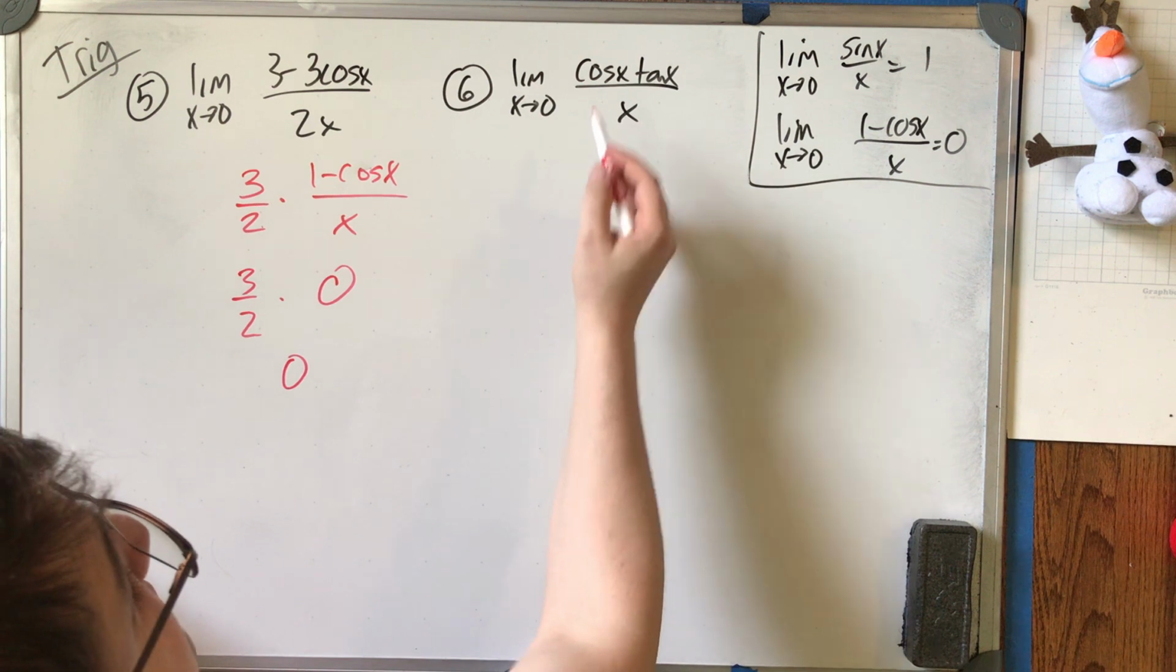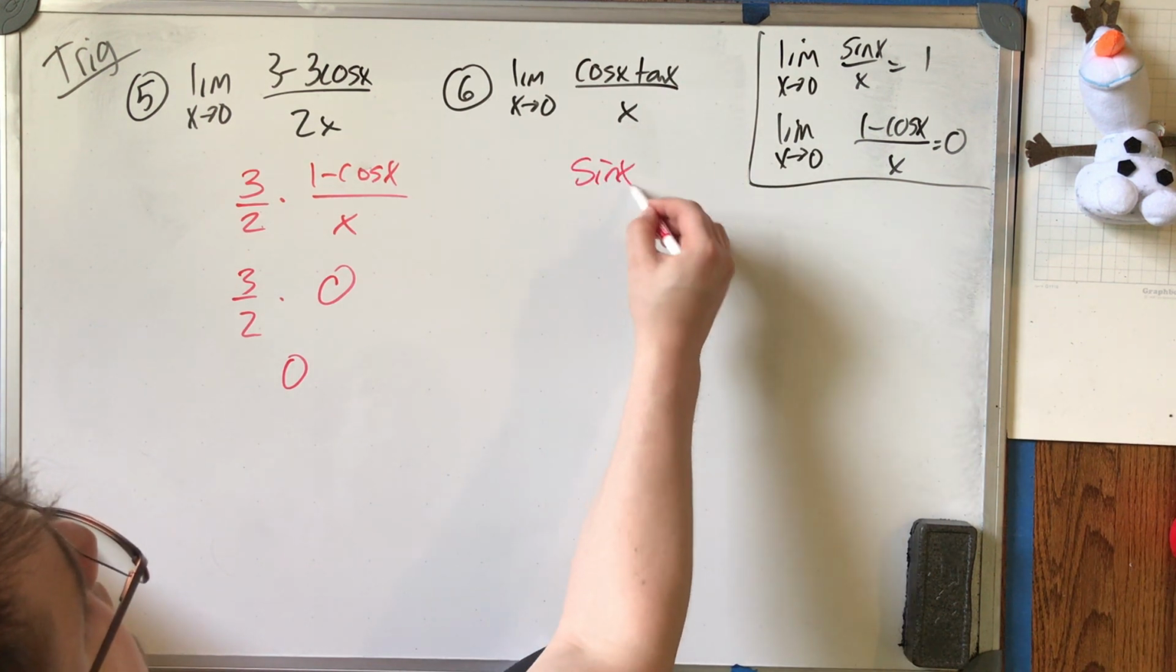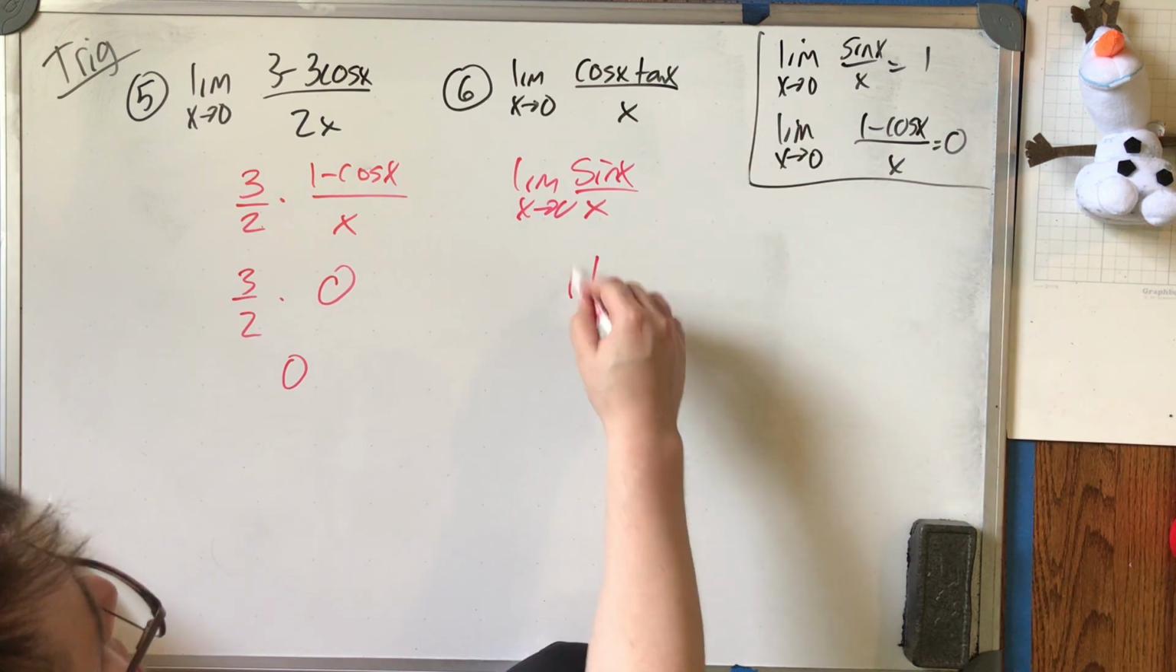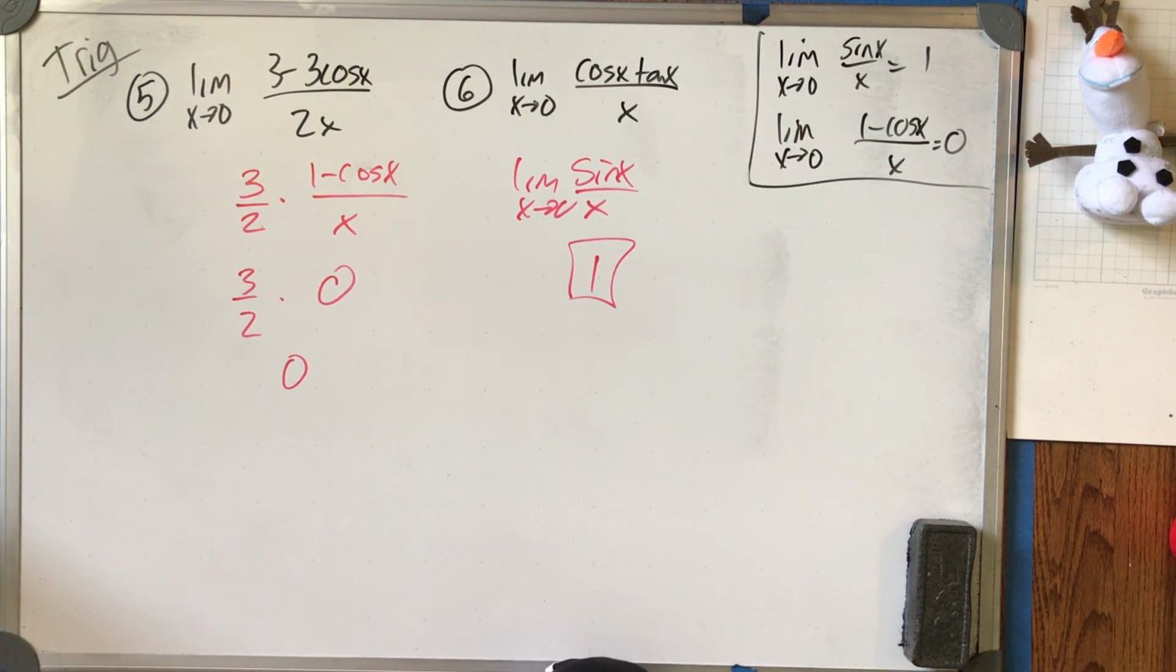Over here, cosine times tangent. Well, that's just sine. So this is really sine x over x. The limit as x is approaching 0. That's by definition equal to 1. Haha, that one was easy.